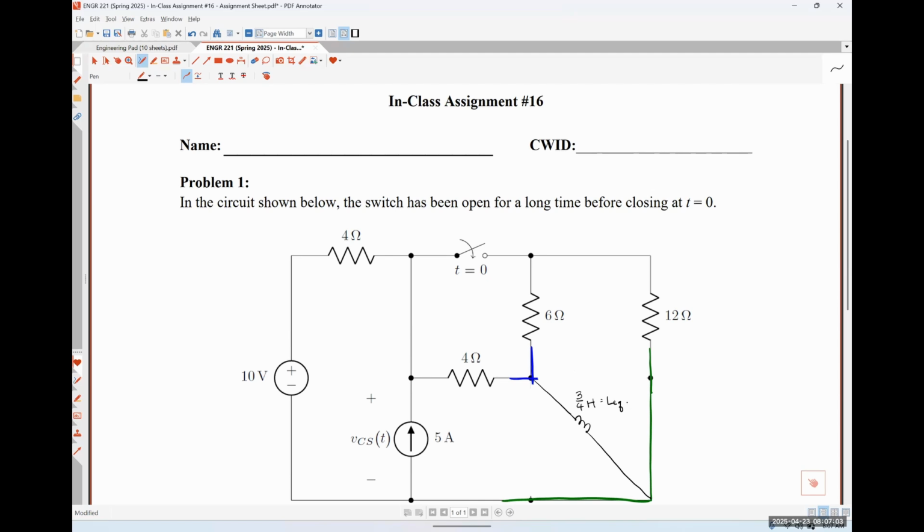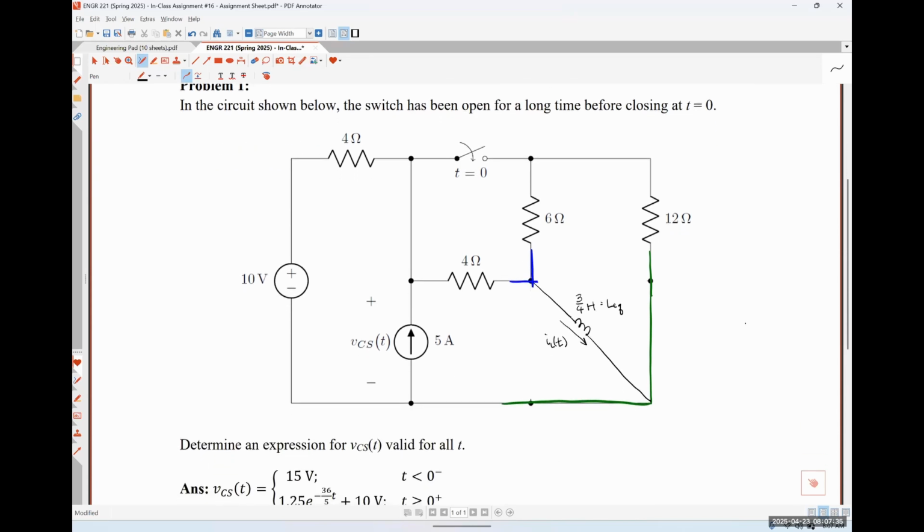From here on out, we can effectively treat this like any other problem. The only other thing I need to pay attention to is what my inductor current is, and I get to choose the direction for that since it wasn't specified. I'm going to choose my reference direction for my inductor current to be diagonally down and to the right like this. So this will be IL of t. From here, we are just off to the races applying our general technique.